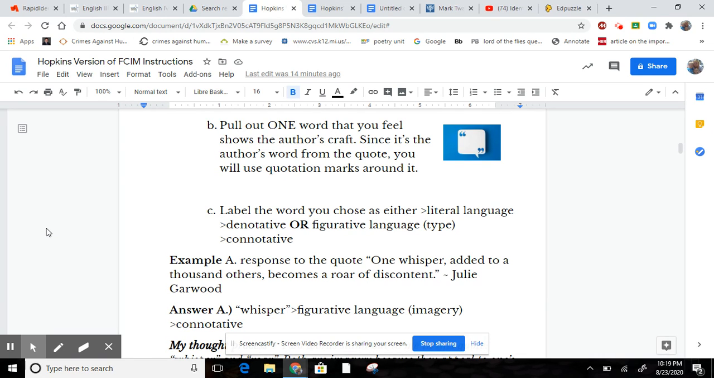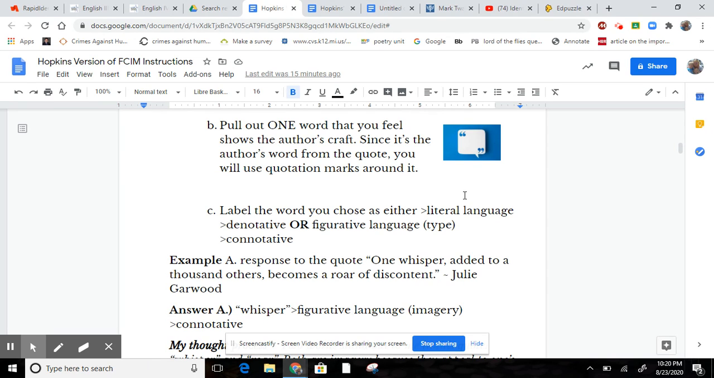Still on part A, but the next step is once you've read the quote, you're going to pull out just one word that you feel shows the author's craft, something that stands out to you. Since it's the author's word from the quote, you will use quotation marks around it. Then label the word you chose as either literal language that's denotative or figurative language that's connotative. And if it's figurative language, you're going to try to identify that for me by giving the type of figurative language in parentheses. Now, this can include a lot of different things.